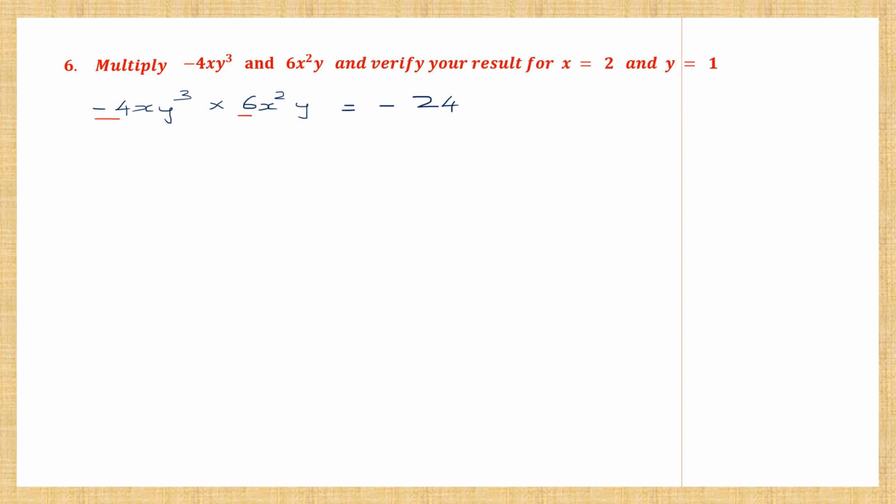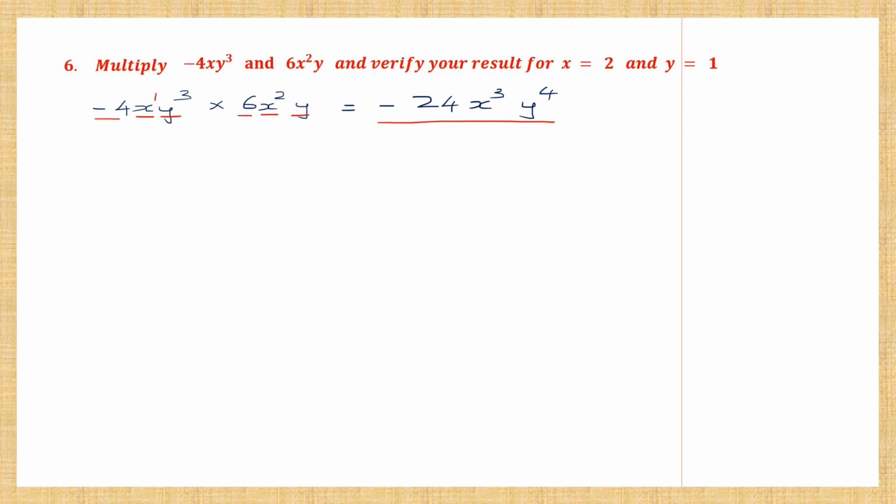Now we look at the literal. So here we have x to the power of 1 and x to the power of 2. So that becomes x to the power of 3. Then here we have y to the power of 3 and y to the power of 1. So that makes it y to the power of 4. So after multiplication, now this is what we have, minus 24x cubed y to the power of 4.